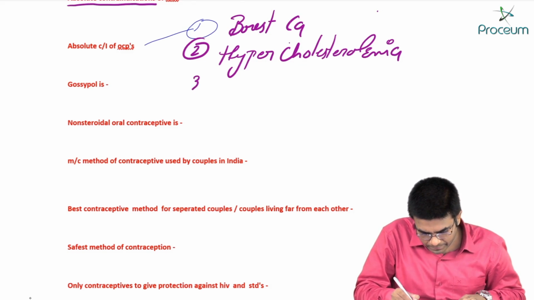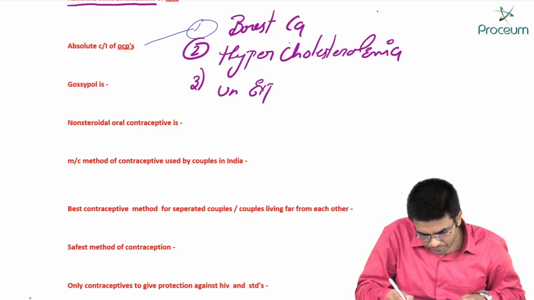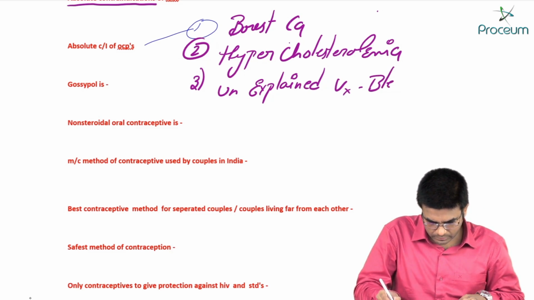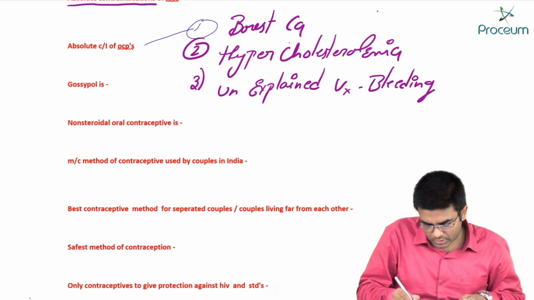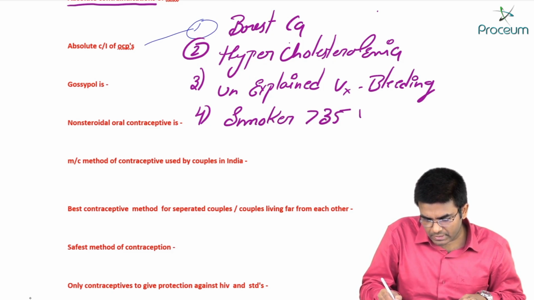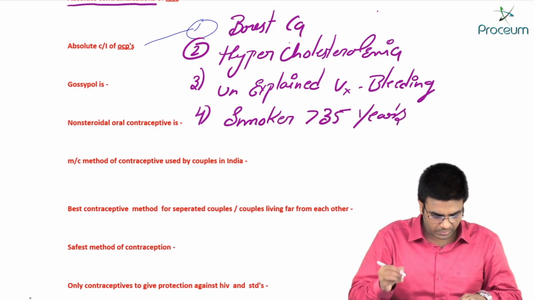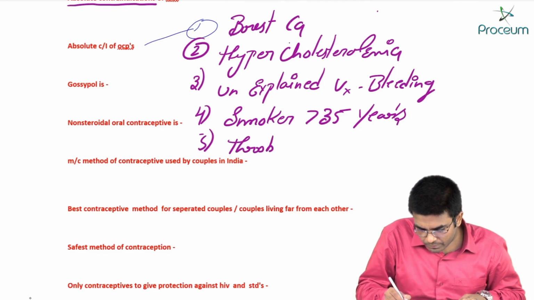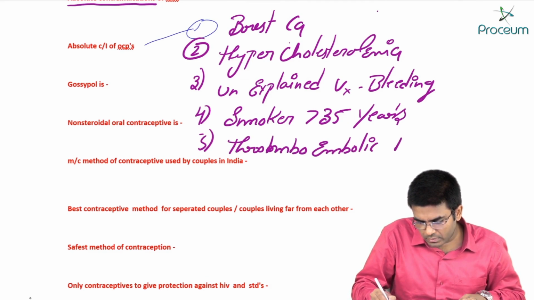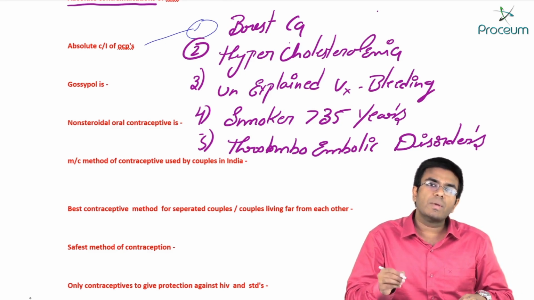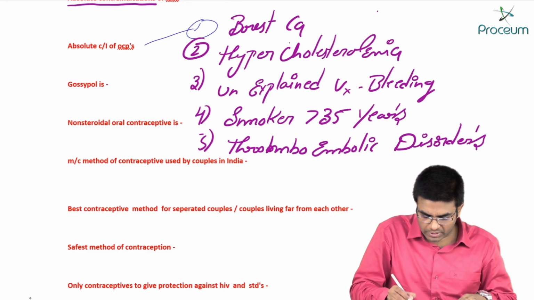Next, unexplained vaginal bleeding. If a female is a smoker more than 35 years, that is also an absolute contraindication for OCP usage. Next, thromboembolic disorders. A past history of thromboembolic events is also an absolute contraindication for usage of oral contraceptive pills.